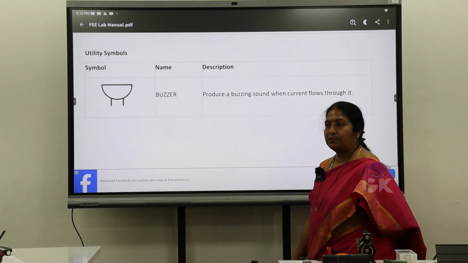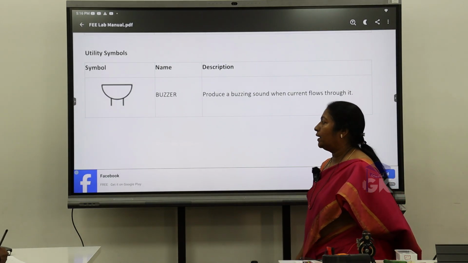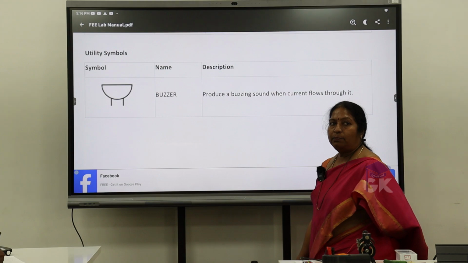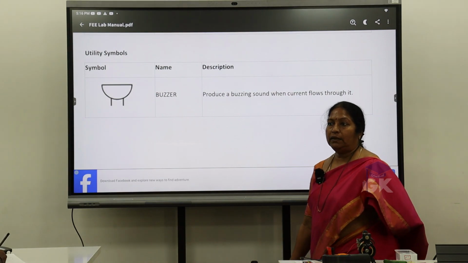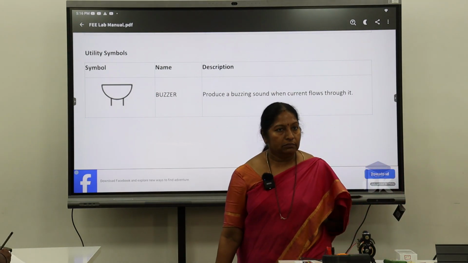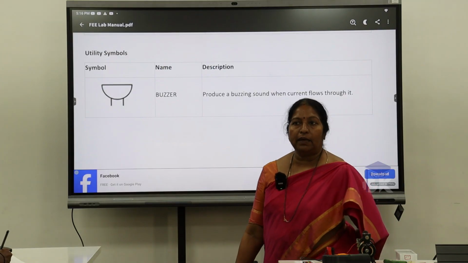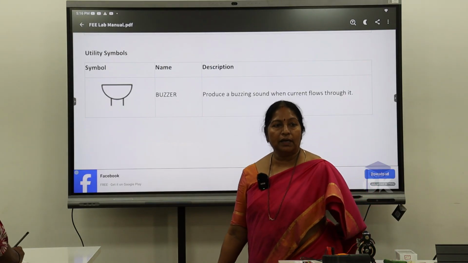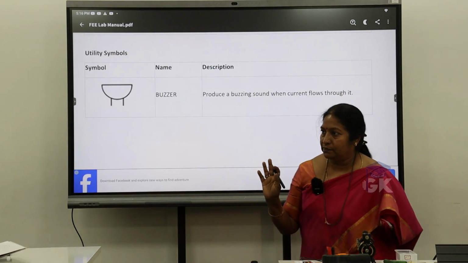Okay, I'll share this with you. But you just go through the symbols, search on Google. Just prepare and come. What is the symbol for NPN, PNP, all symbols. You have to learn and come from tomorrow's class.